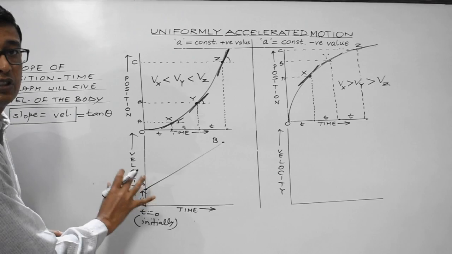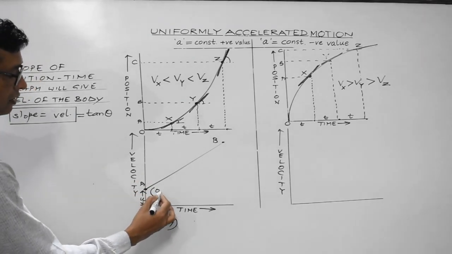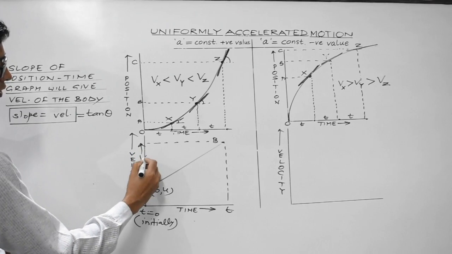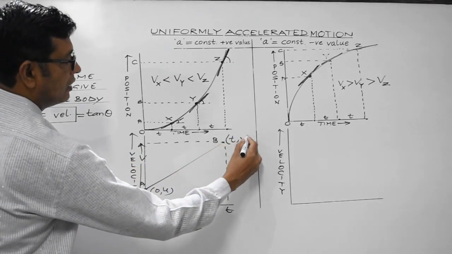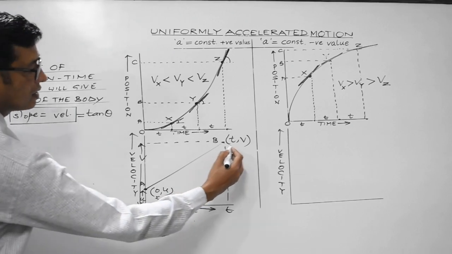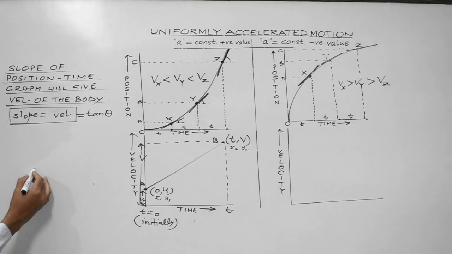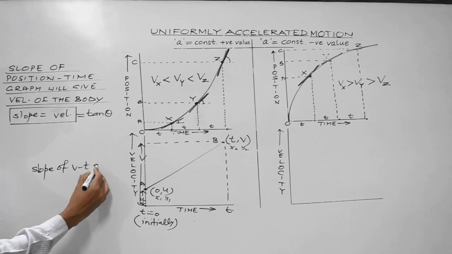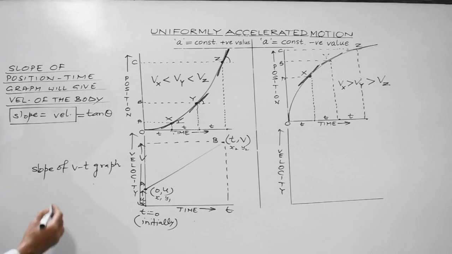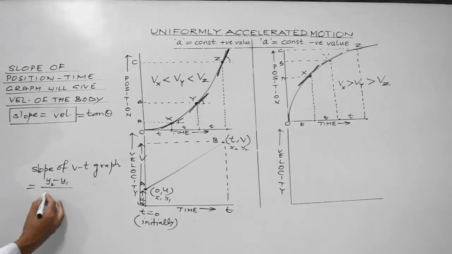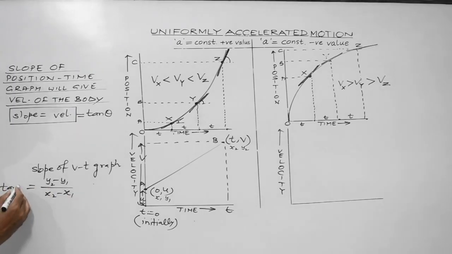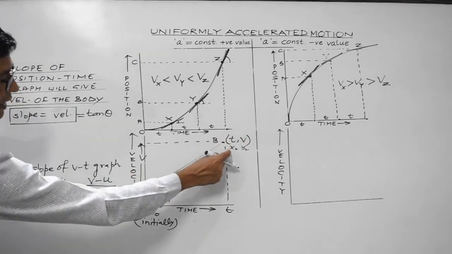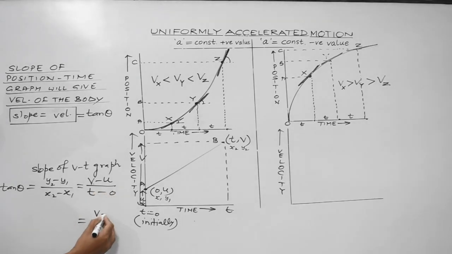Let's see what is the significance of the slope of this graph. The coordinates over here would be 0, u. And suppose over here time t has elapsed and the final velocity is v. Suppose this is the final velocity v. So, what will be its coordinate? t and v. This can be considered to be x1, y1. This can be considered to be x2, y2. Now let us see the slope of the Vt graph, the slope of the velocity time graph. As I told you, it is y2 minus y1 divided by x2 minus x1. That's the slope, tan theta. It is given by y2 minus y1, that is v minus u, divided by x2 minus x1, that is t minus 0. That is, slope gives v minus u by t.